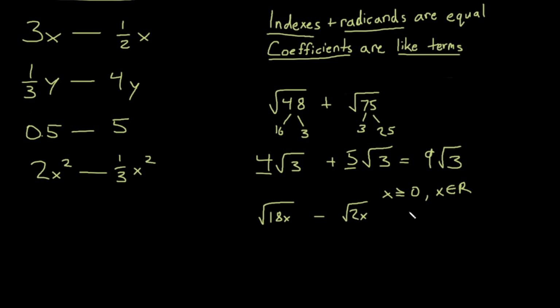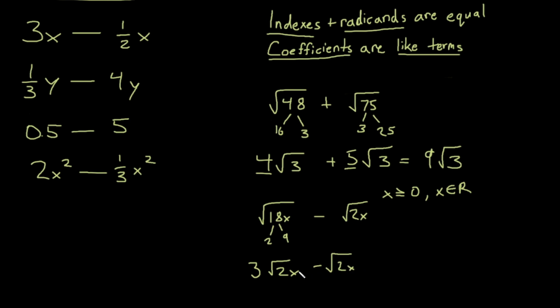So now that we've defined our variable, we notice that our radicands aren't equal right now, so let's convert our radical to a mixed radical to see if they are like terms. We know 18 has factors of 2 and 9. We know that 9 is a perfect square. The square root is 3. So when we factor it out, we have 3 root 2x. And this can't be factored down, so we just have minus root 2x.